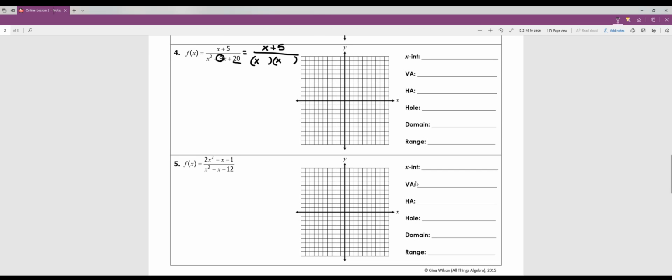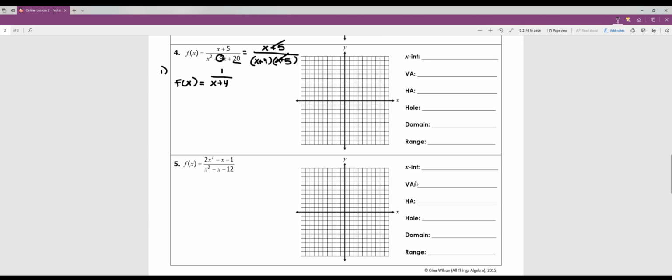So I want factors of 20 that add to 9. Well, that would be 4 and 5. So I'm going to have plus 4 and plus 5. Now, notice that I have an x plus 5 in the top and an x plus 5 in the bottom. So those can cancel, and my simplified function is now going to be 1 over x plus 4. So that was our step 1 here.